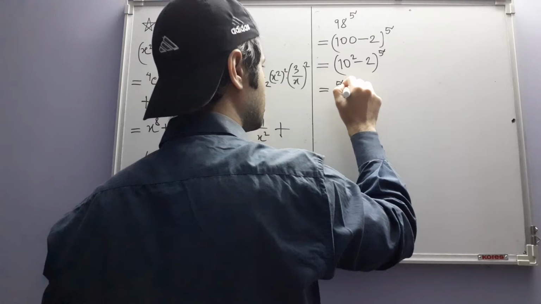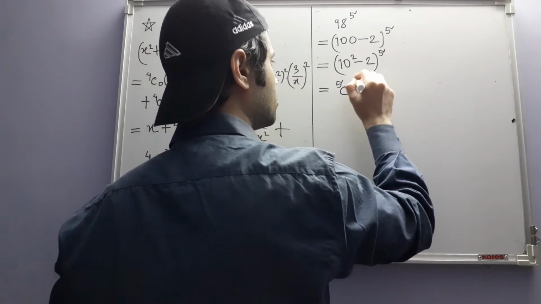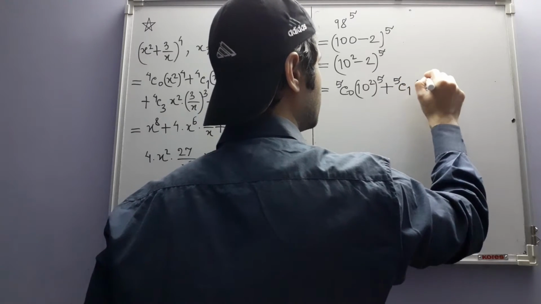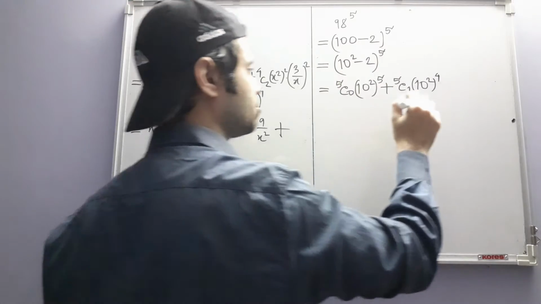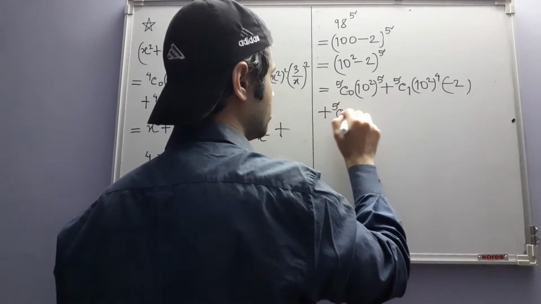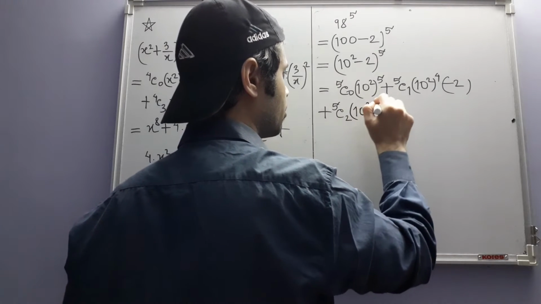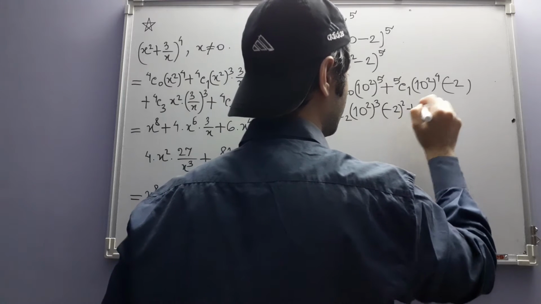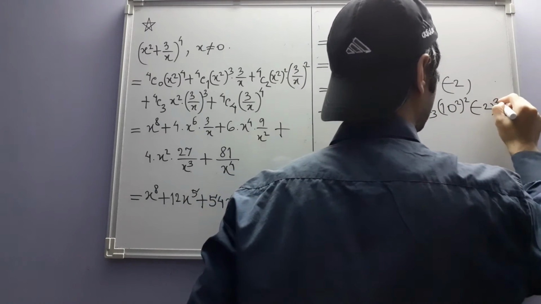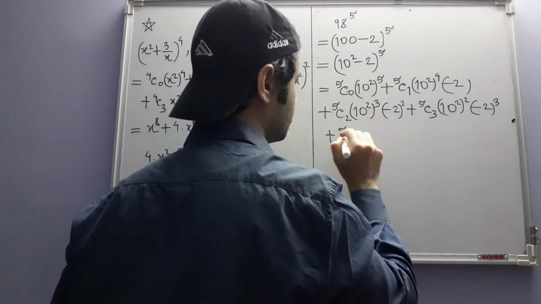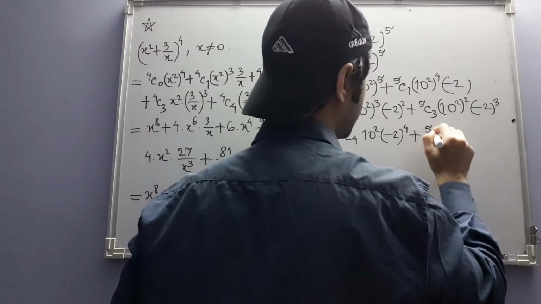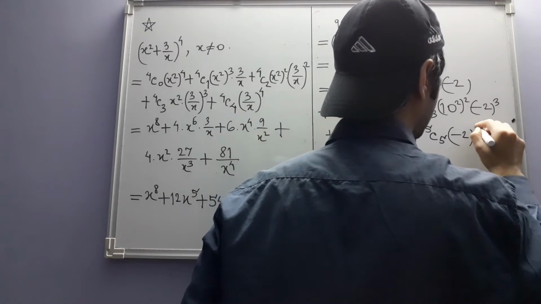So first of all, we just write the expansion, then take care of the values after that. 10 square to the power 5, plus 5C1 10 square to the power 4, and don't forget this is minus 2. So minus 2, plus, if you forget the sign, the game is over. 5C2 10 square whole cube times minus 2 square, plus 5C3 10 square whole square times minus 2 cube, plus 5C4 10 square times minus 2 to the power 4, plus 5C5 minus 2 to the power 5.